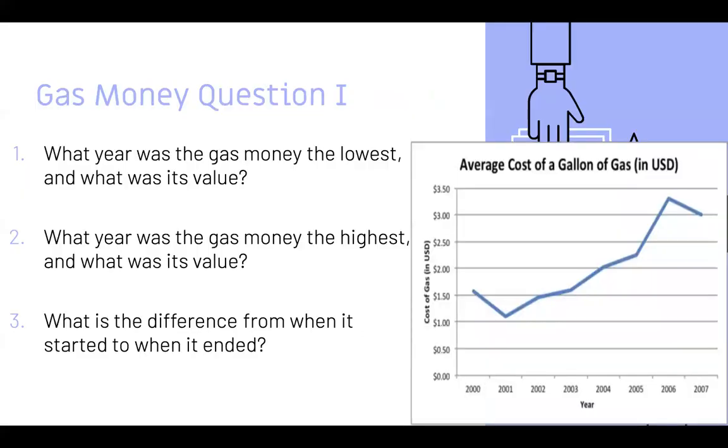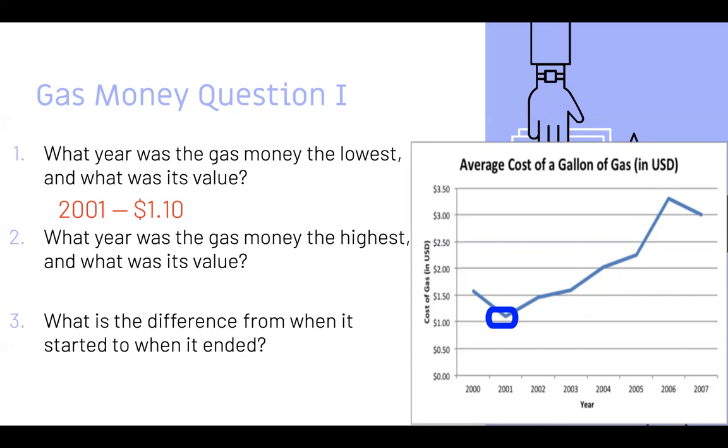This is a gas money question. What year was the gas money the lowest and what was its value? Right there you can see the answer being in 2001 when it was approximately $1.10, a dollar and a dime.